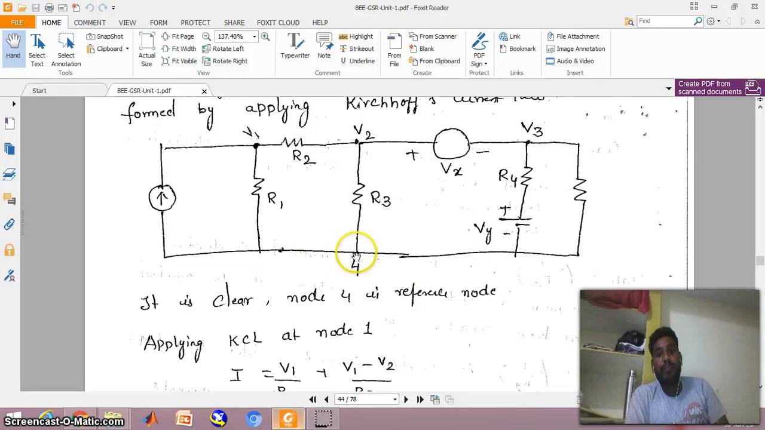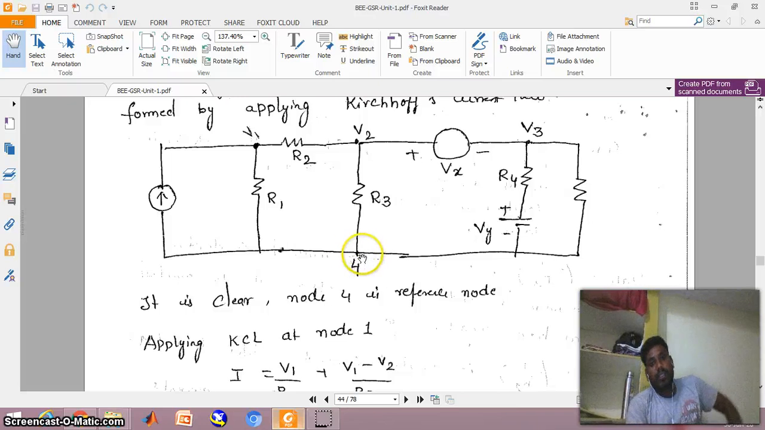This is V4. This fourth node is the reference node, because the voltage source negative point and current source negative point are both connected at this point. Or, the point where more elements are connected is also one way to find the reference node. So this is the reference node. The remaining three nodes are unknown nodes, so assume the unknown node voltages are V1, V2 and V3.